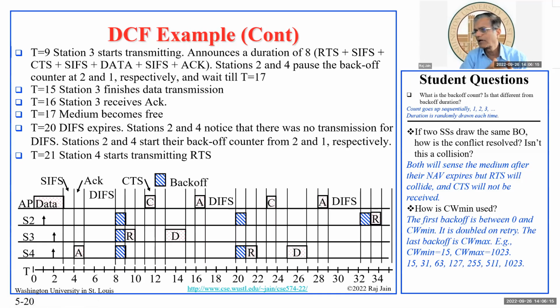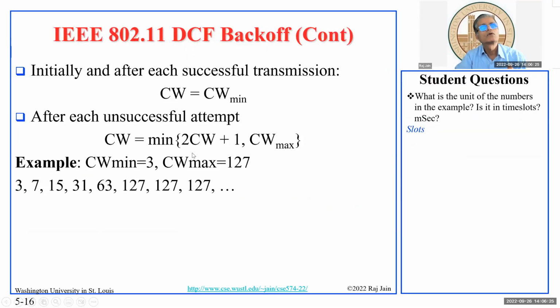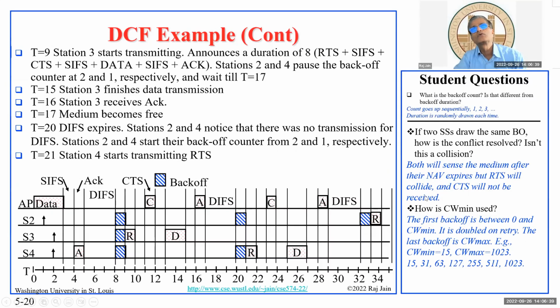So next time you draw not between 0 and 3, you draw 0 and 7. That is what that 2CW plus 1 was. 2CW plus 1. Your CW was 3, your range was 3. Now 2 times 3 is 6 plus 1, 7. Okay? And now 7 is fine. You don't have to cap it because your max is very high still. So you draw a random number between 0 and 7.